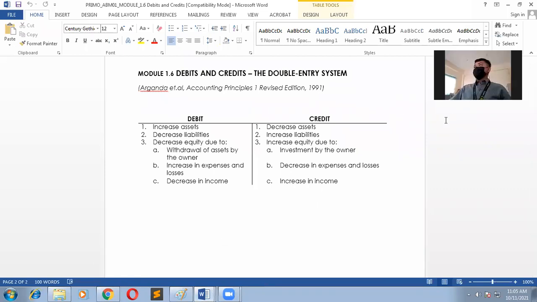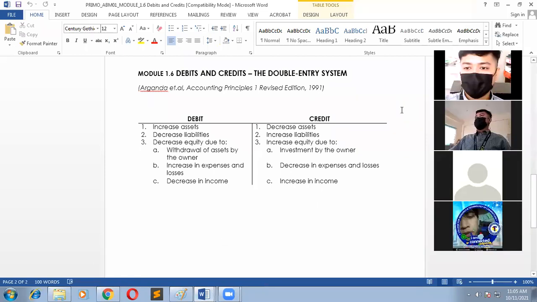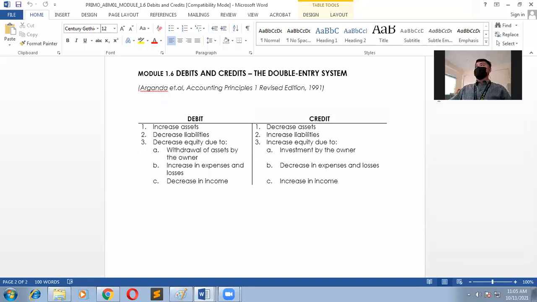Since accounting po is, wait lang, hit ko lang yung mga, since yung accounting po ay double entry system, ano, ito siya ma-mute.